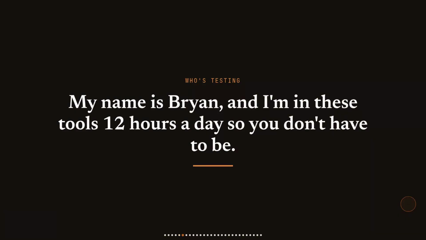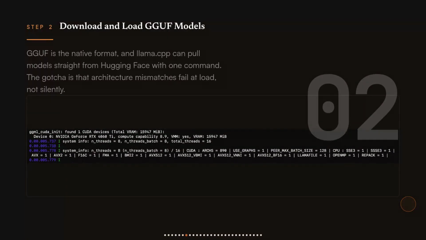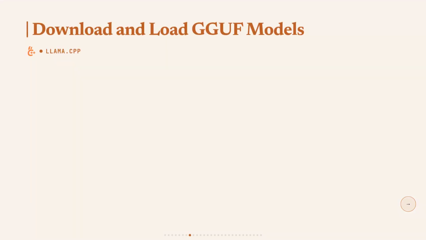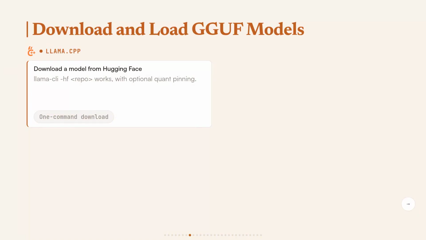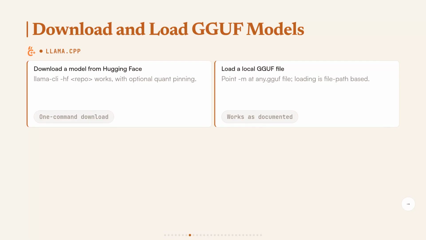I went through the official llama.cpp README, the build docs, the server docs, and community performance reports. Then I ran the actual commands myself so you don't have to guess which flags matter. GGUF is the native format here, bundling weights, metadata, and tokenizer into one file. llama-cli -hf with a Qwen 3.5 GGUF repo pulls straight from Hugging Face, auto-caching through the LLAMA_CACHE variable. You can pin an exact quant with a colon, like Q4_K_M. Load a local file the same way, just point -m at the path.